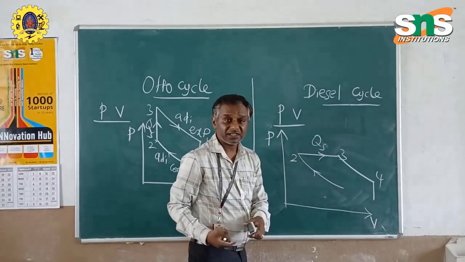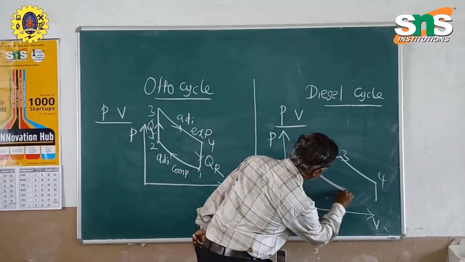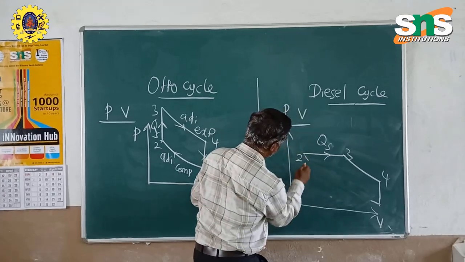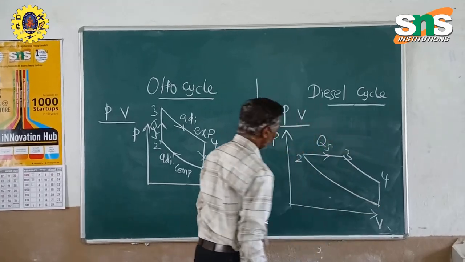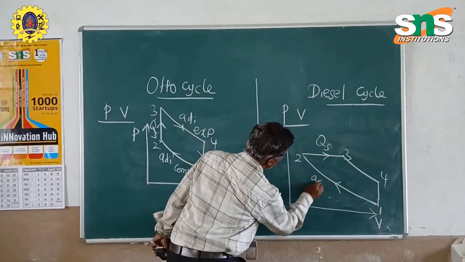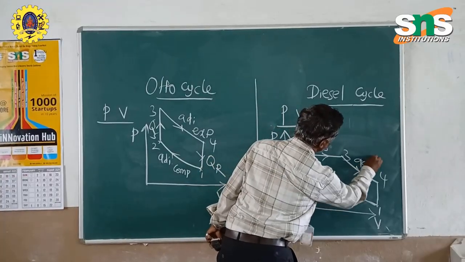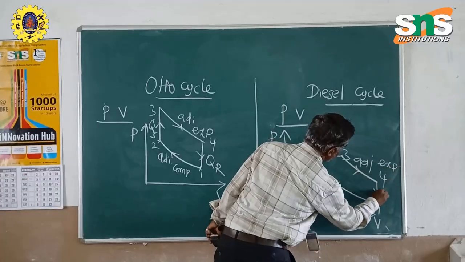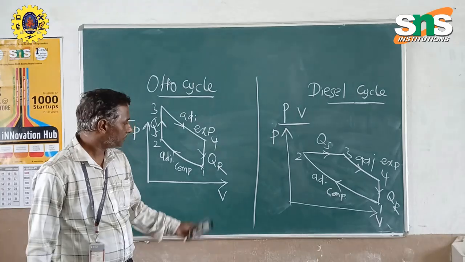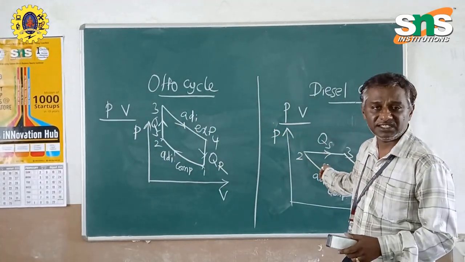So it's a closed cycle. Point 1 should be constant here, so you have to just extend this. Can draw this. So this is 1 to 2 for adiabatic compression. This is adiabatic expansion. This is constant volume heat rejection 4 to 1, and the constant pressure heat addition. So this is the comparison with respect to the PV diagram between the Otto cycle and the diesel cycle.